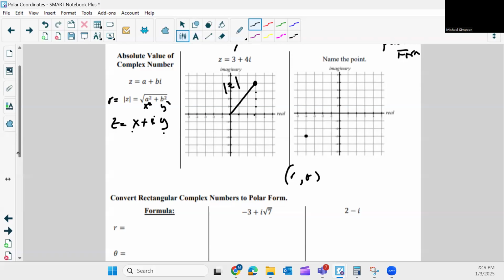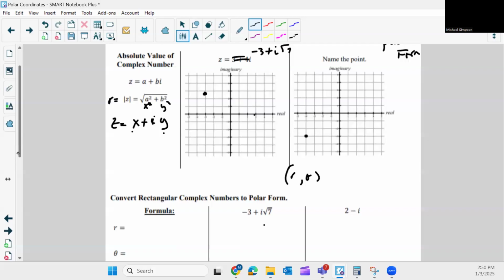So let's look at this example right here. I'm going to plot this point. Let's say this is negative 3 plus i square root of 7. Good. So I'm going to plot that now. Negative 3 is 1, 2, 3, and square root of 7 is somewhere between 2 and 3. I think it's 2.6. So 2.6 is somewhere around here. Let's call it right there. Not 3.